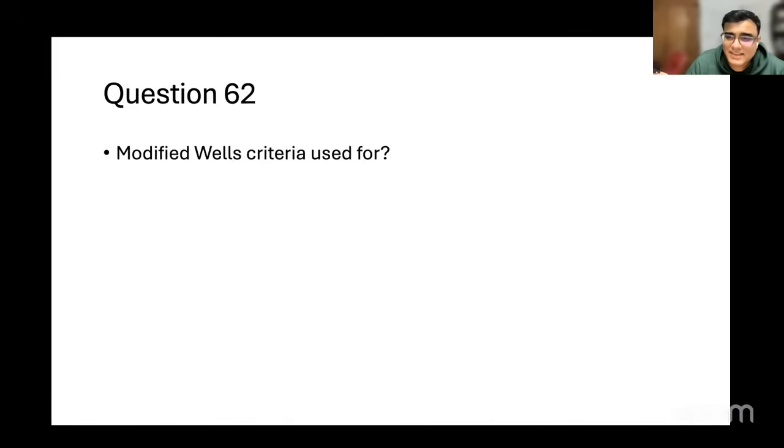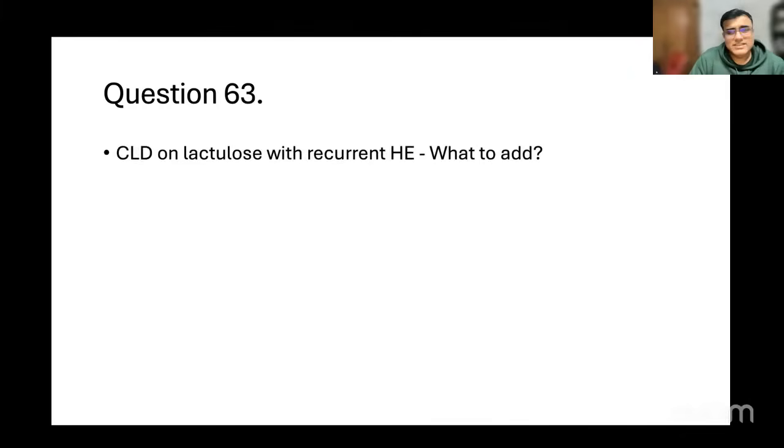Modified Wells criteria is used for, obviously, PE, right? For pulmonary embolism, or DVT or PE or VT. The correct answer would have been VT, venous thromboembolism risk. Question 63, CLD on lactulose with recurrent hepatic encephalopathy, what to add?